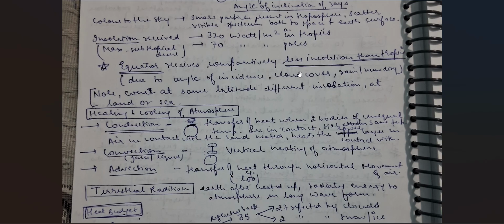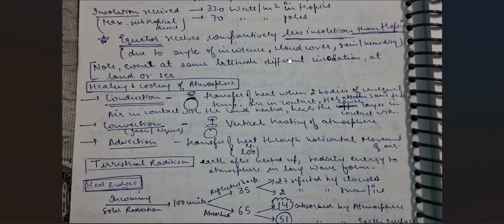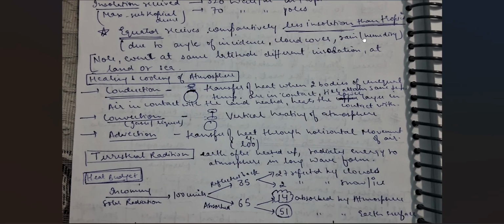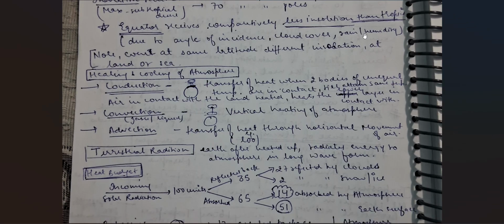Now we have one of the important points, that the equator receives comparatively less insolation than the tropics. This is a very important point that should be noted, because we feel that the equator receives the maximum amount of insolation, but it's not right. In fact, the equator receives comparatively less insolation as compared to the tropics.